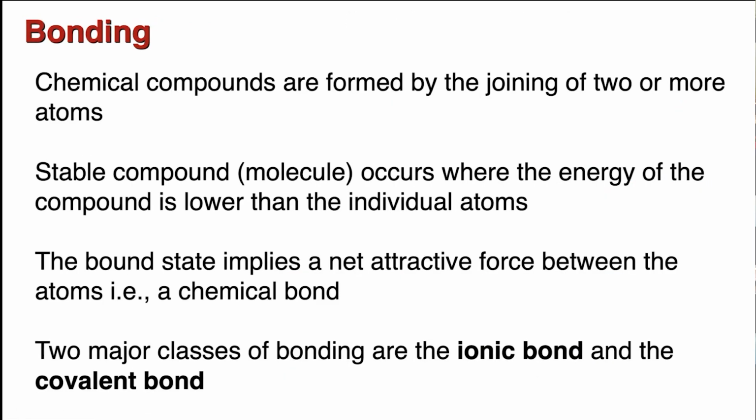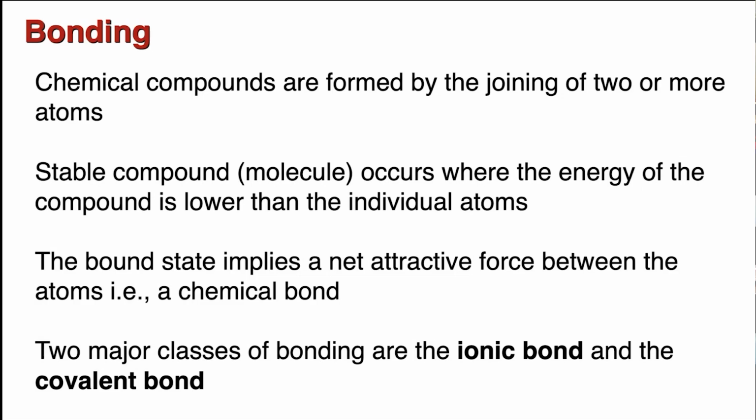Okay, so what's bonding? Bonding is when we join 2 or more atoms together to make a molecule or a compound. A stable compound occurs where the energy of the compound is lower than that of the individual atoms. In other words, nature tries to get to the minimum energy state, and so where joining two elements together to make a compound lowers the energy state, it's likely to happen.